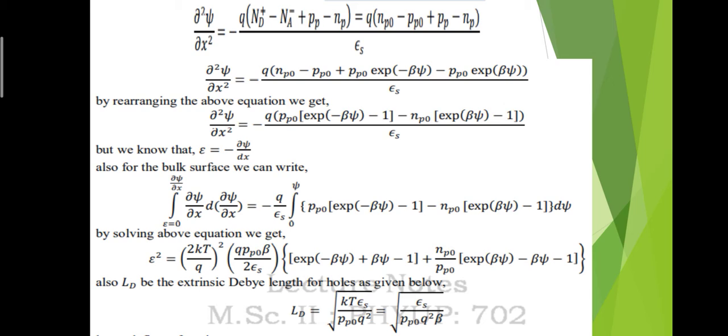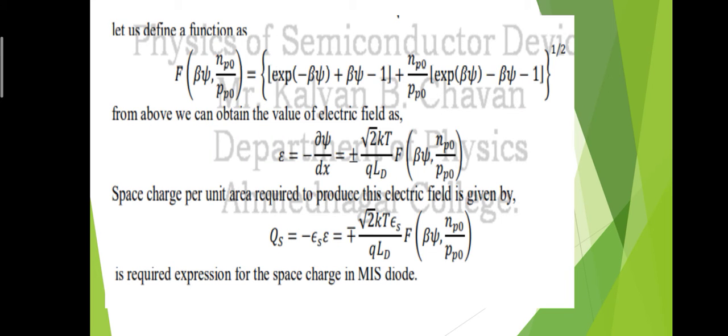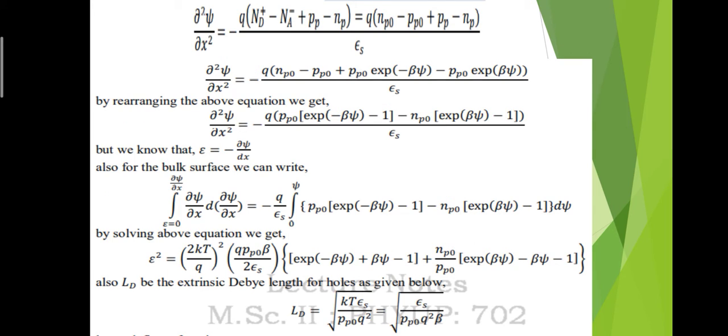So using the value of LD and defining another function, we can write the epsilon. So let us define the function as f of beta psi, np0 by pp0. That is, f is a function of beta psi and np0 by pp0, which is equal to exponential minus beta psi plus beta psi minus 1 plus np0 divided by pp0 into exponential beta psi minus 1, raised to the whole bracket, that is a half. So this is the term which is present in the equation we get after integration. So here we define the function.